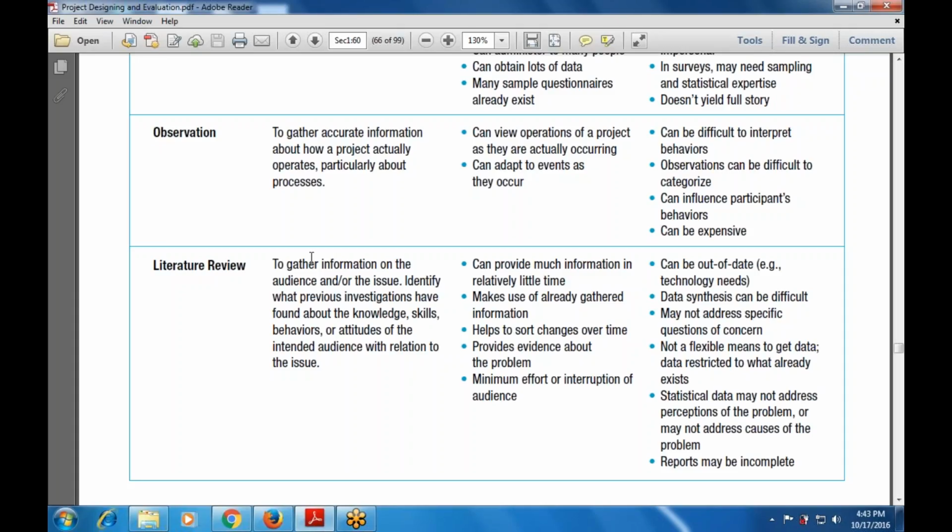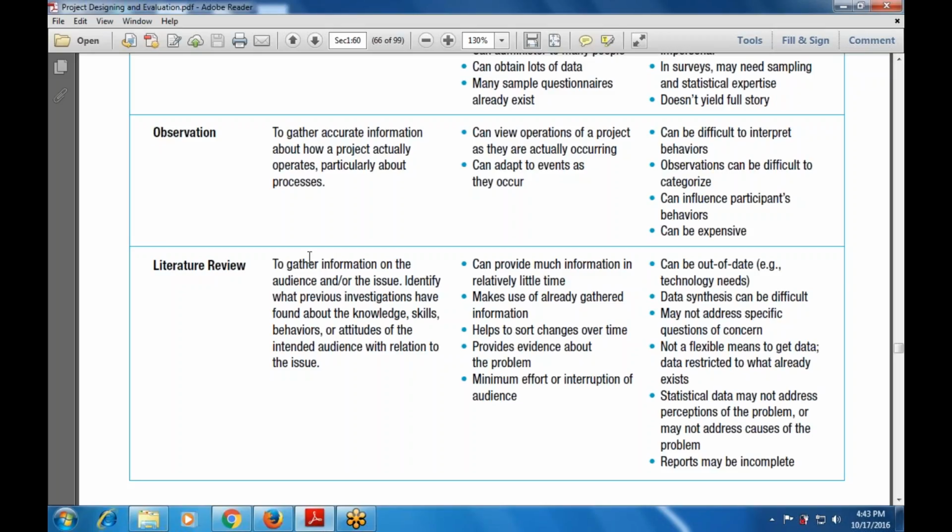So these are the various advantages. First one is that it provides much and more information in relatively little time. Then it makes use of the already existing or already gathered information. Then it helps to sort the changes over time. Then it provides evidence about the problem, evidence in the sense of whatever the scenario, whatever the tool that is used there. Then minimum effort or interruption of the audience, that is, minimum effort is required for the interruption of the audience, whatever the tool that is used for the interruption.